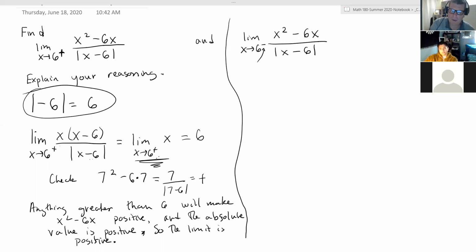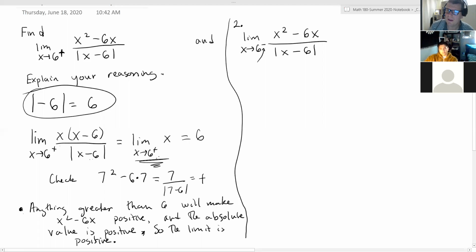And so how we think about that sign is, this is the reasoning right here. Anything greater than 6 will make x squared minus 6x positive, and the absolute value is going to be positive. So we have a positive over a positive. That means our answer is going to be positive. So now what do you think about number 2 here, Eric?